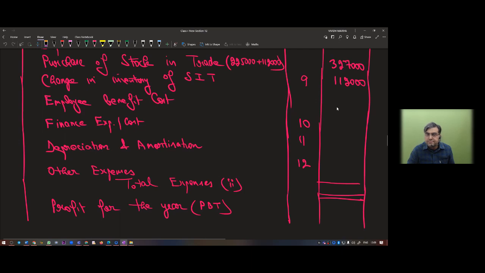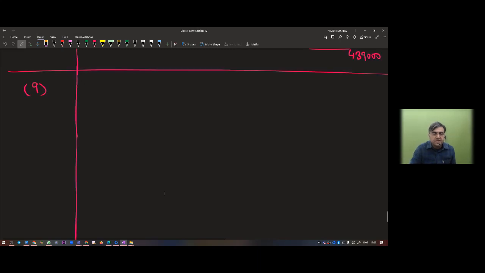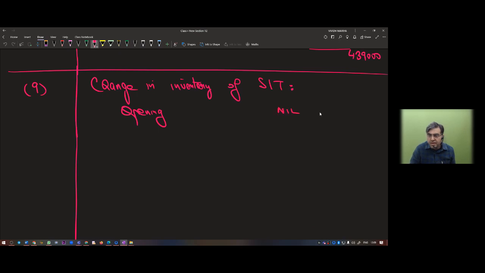Salaries are 72,000. Now go to note number 9. Note number 9 is change in inventory of stock in trade. Opening minus closing. Opening nil assumed. Closing 1,12,000. The change is 1,12,000. So that is note number 9.